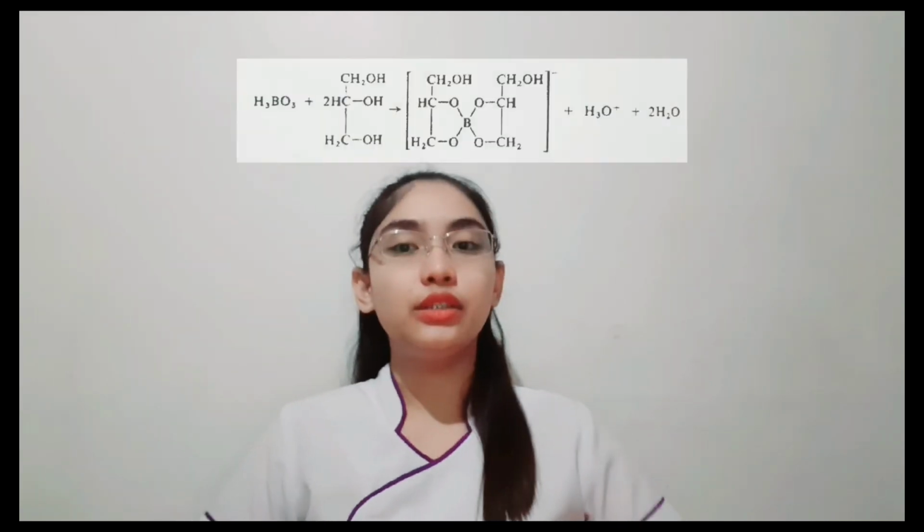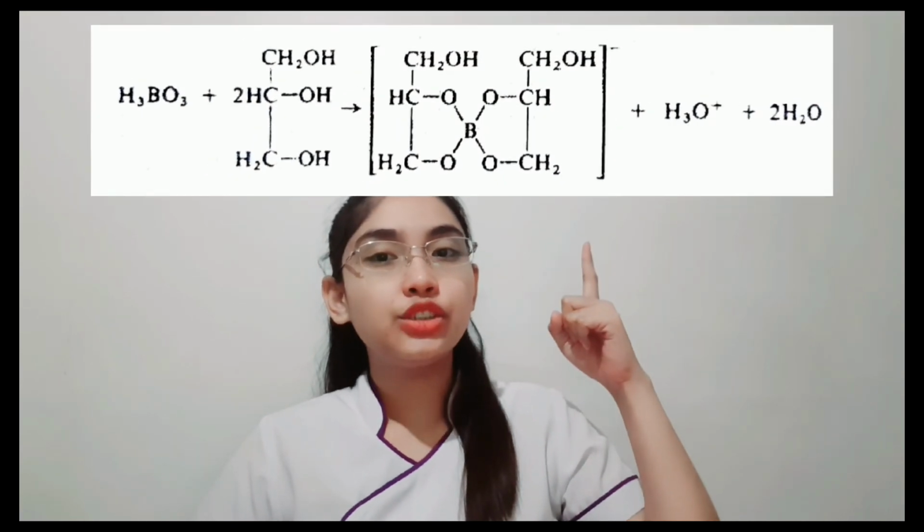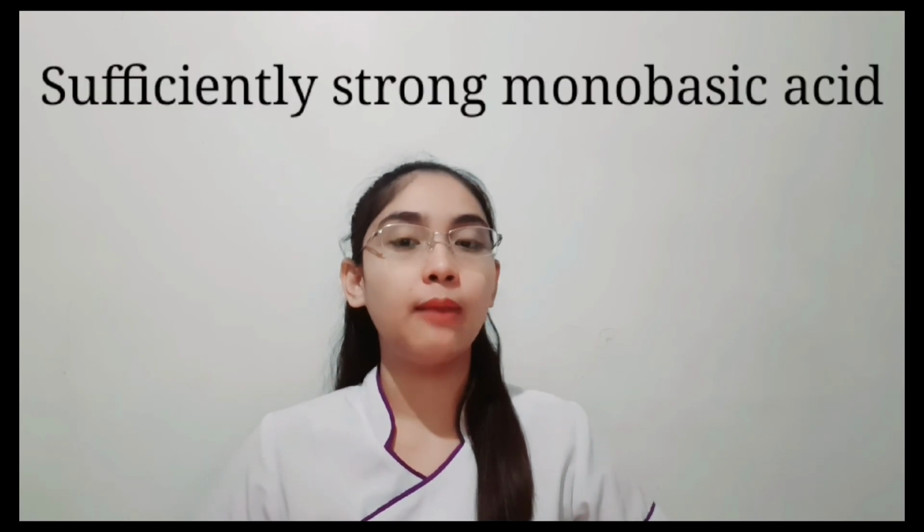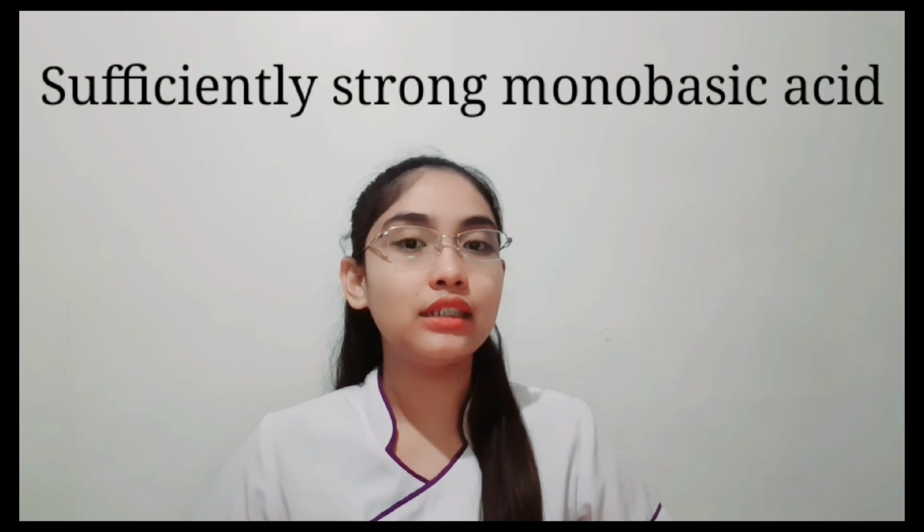As a result, the pH remains below 8.0 throughout the titration until an equivalent of sodium hydroxide is added. In other words, when glycerin is present, boric acid behaves like a sufficiently strong monobasic acid that titration with standard alkali is possible when phenolphthalein is used as an indicator.